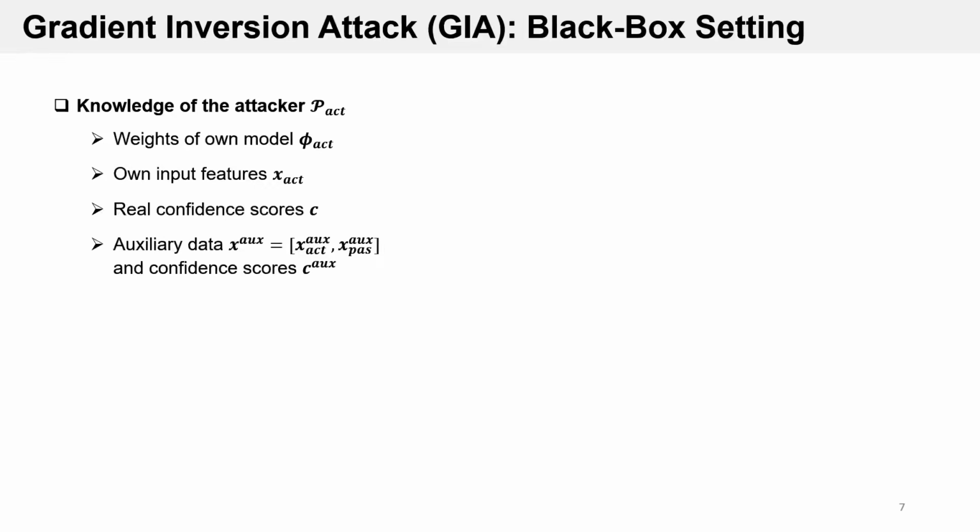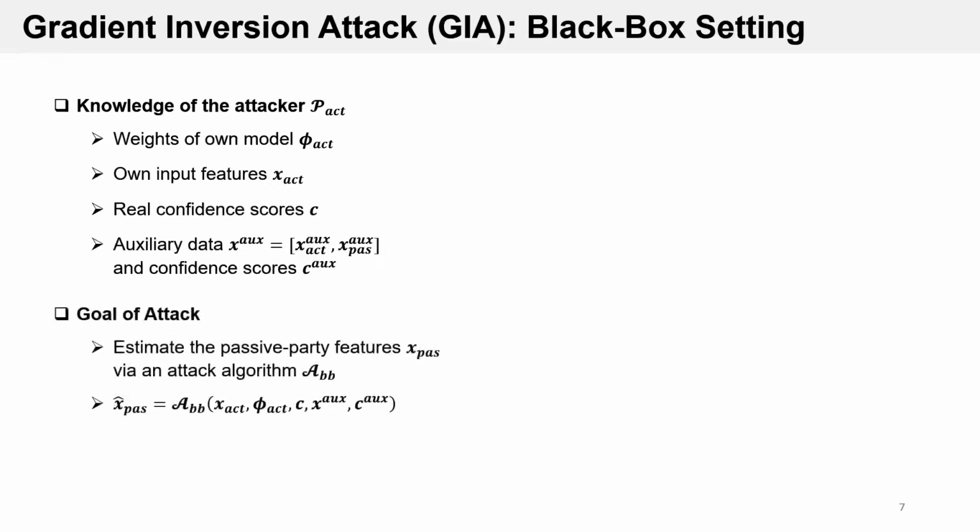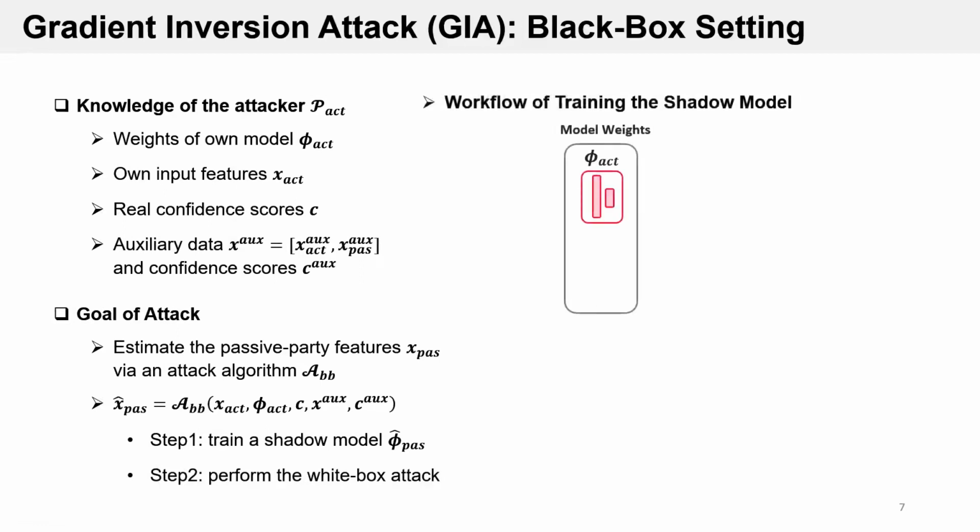The black box attack can then be conducted in two steps. First, the attacker uses the auxiliary data to train a shadow model to mimic the performance of the passive party model. Then, he can use the shadow model to repeat the white box attack and to recover the passive party features. For training the shadow model, the attacker first initializes a random passive party model.